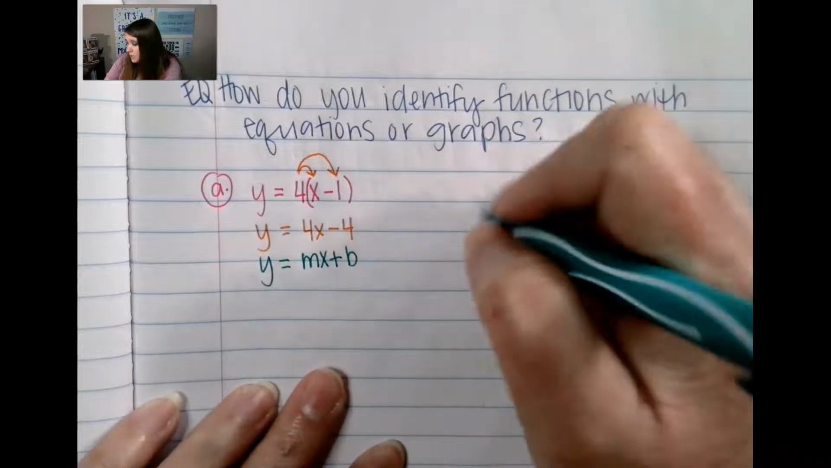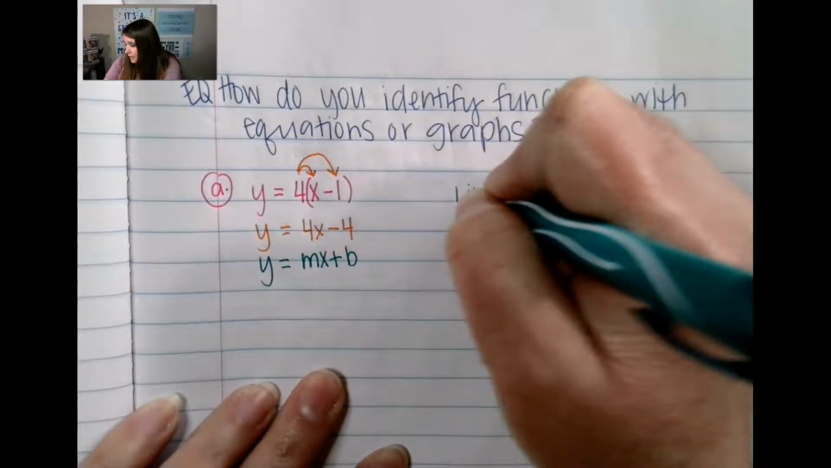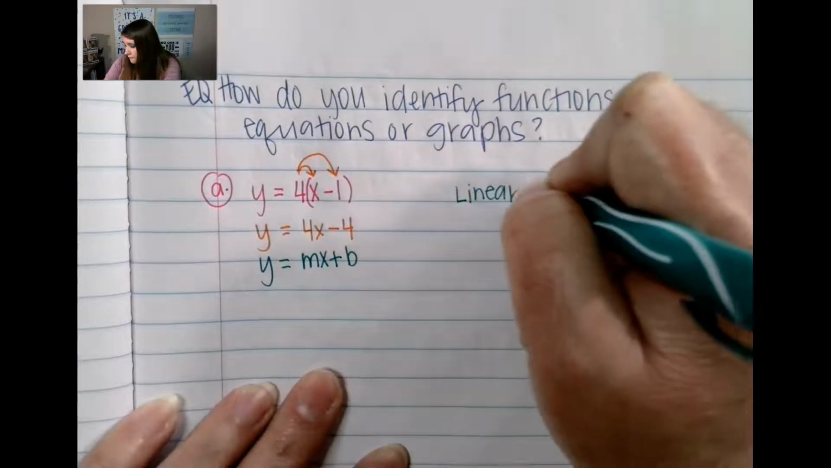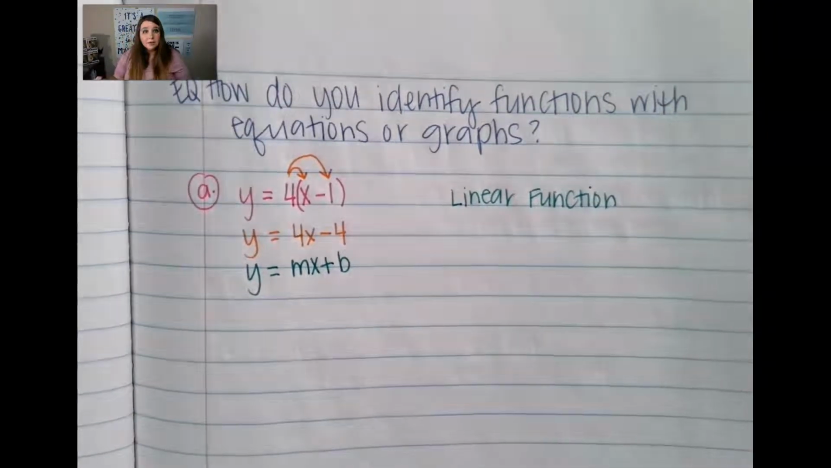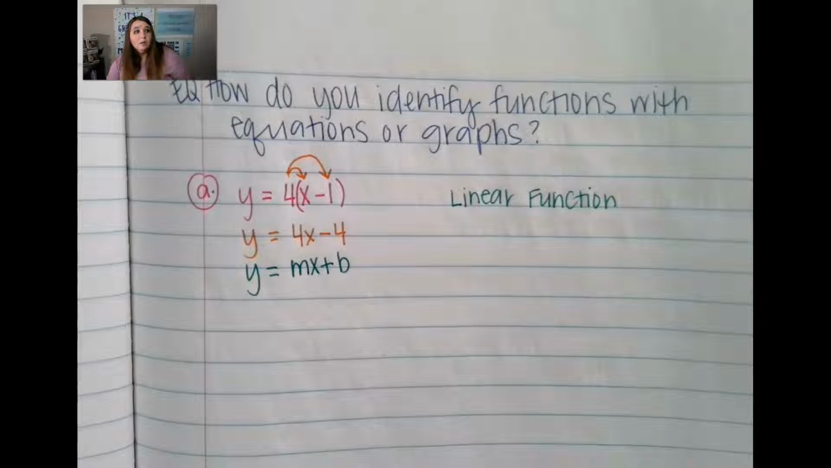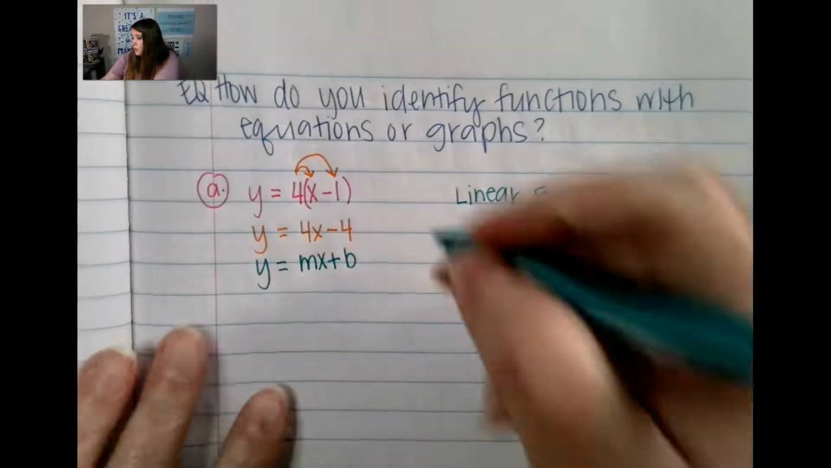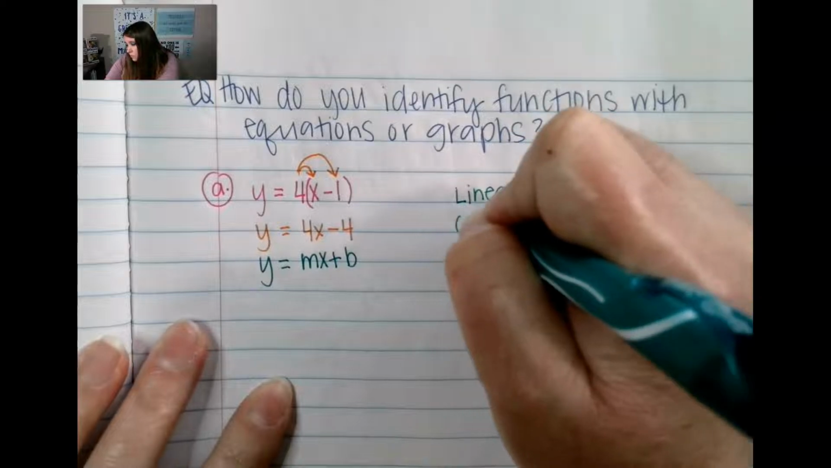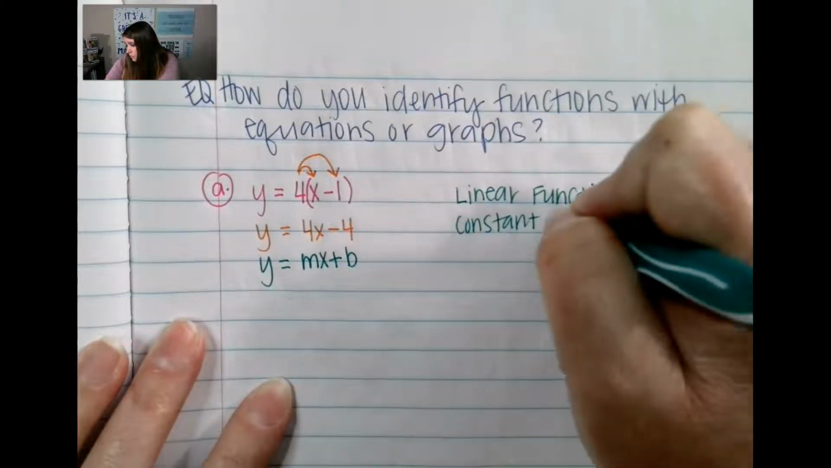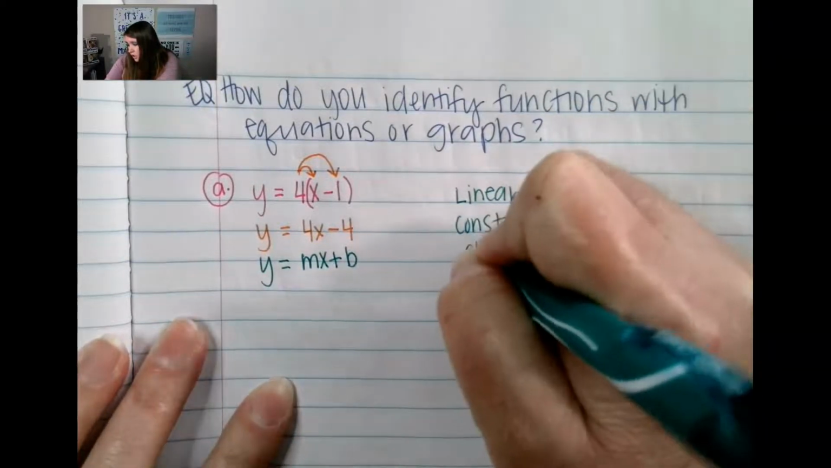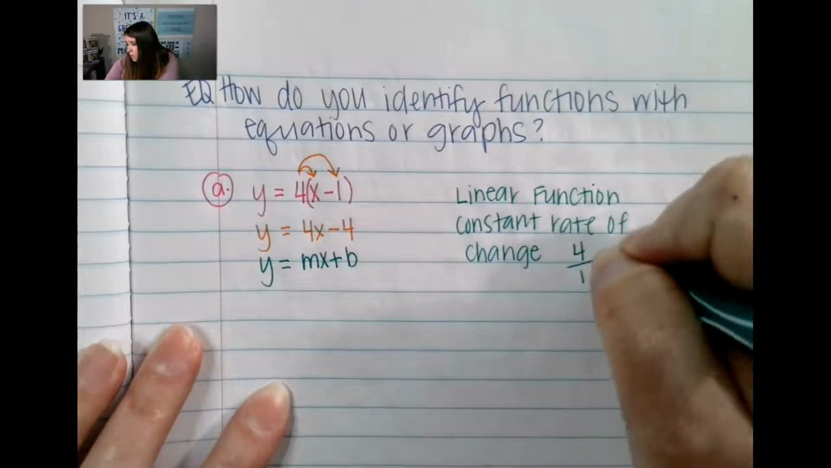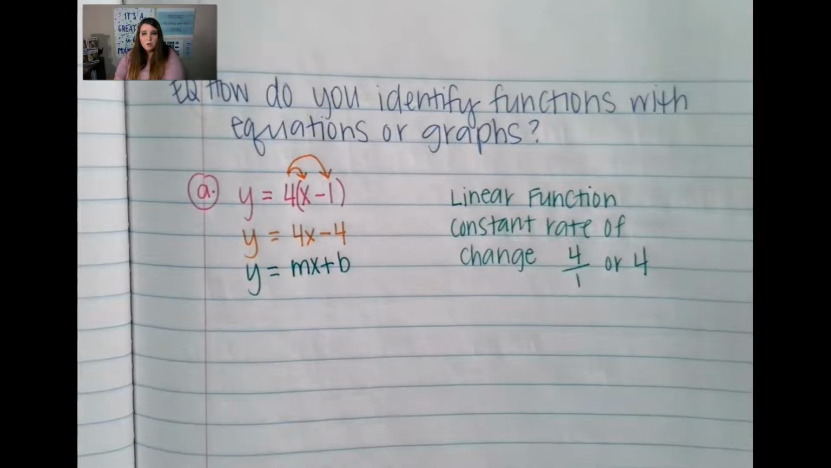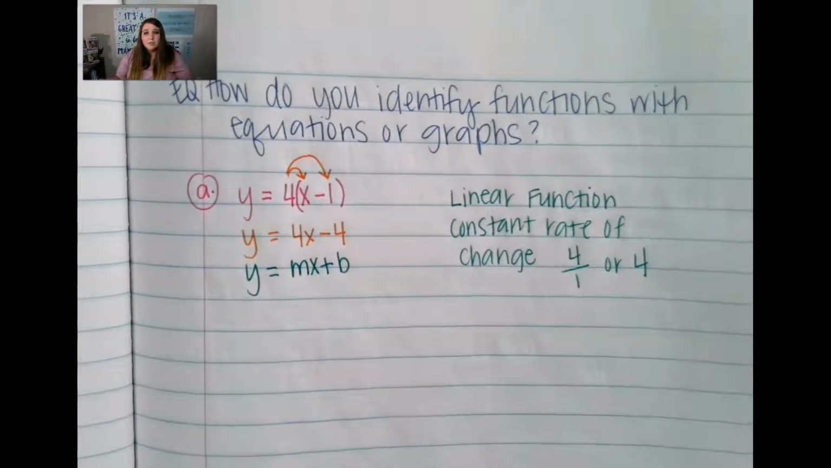Because all of this matches up, this is a linear function, because it creates an equation that is a linear equation. It will have a constant rate of change, so that's why we know. It has a constant rate of change, which is 4 over 1, or a slope of 4. So that creates a linear function.